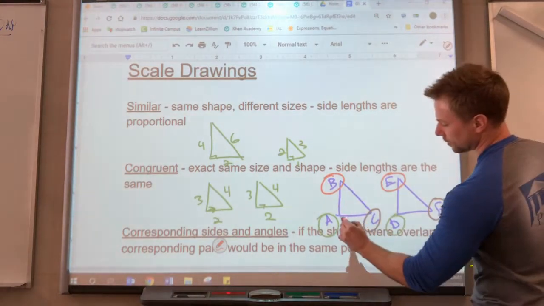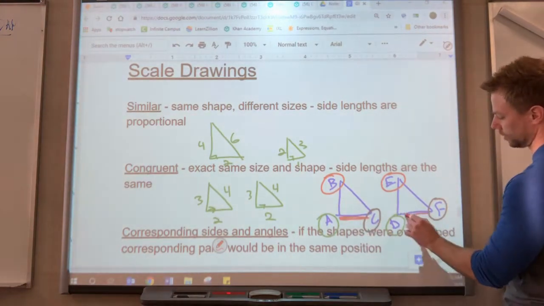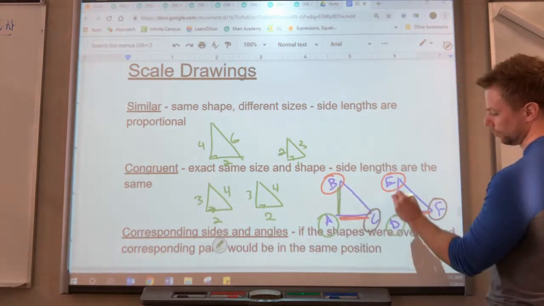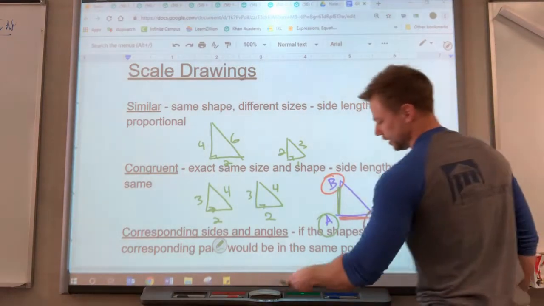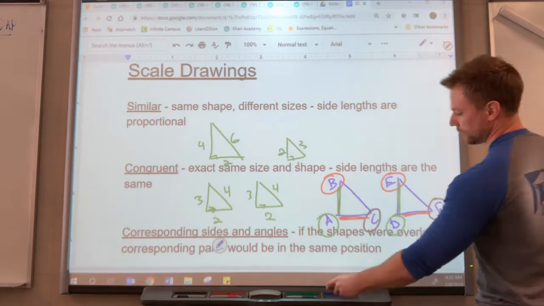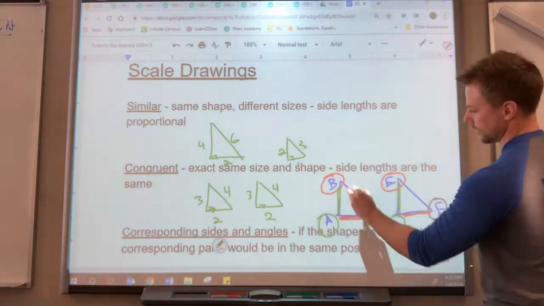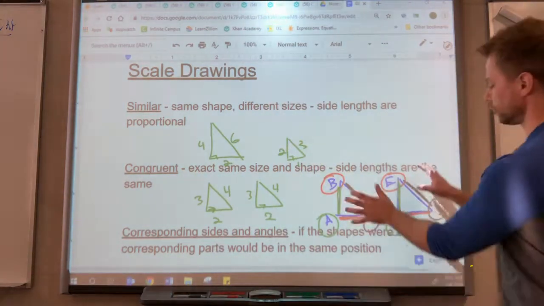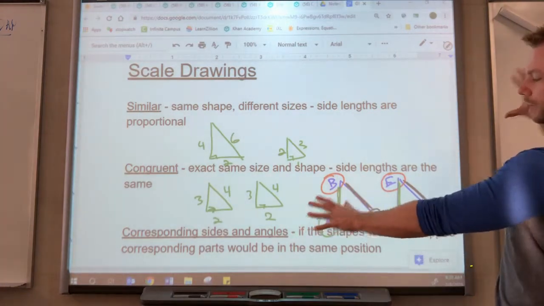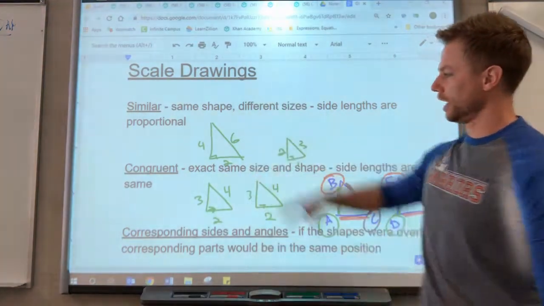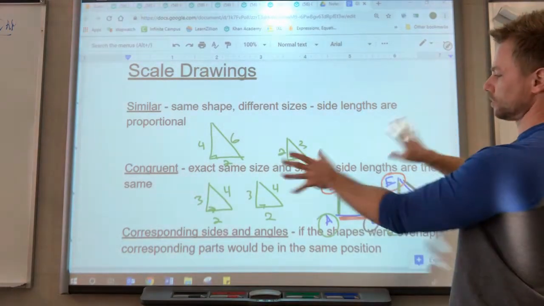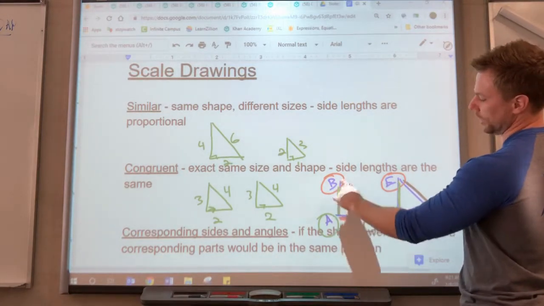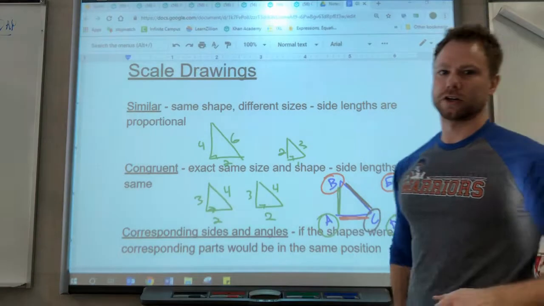In terms of side lengths, AC down here would correspond to DF. AB, this side up here, would correspond to DE. And then BC on this side would correspond to EF. Okay? Sometimes the shapes will be turned, and one might be bigger, one might be smaller. This works for similar and congruent shapes, but if you take the two shapes, line them up, and then overlap them, whichever sides or angles are in the same position are called corresponding.